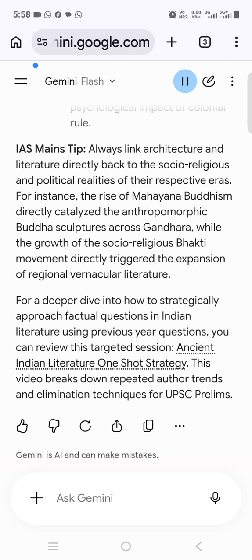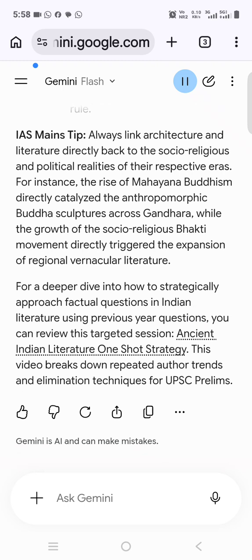Persian court literature, the official administrative medium under the Delhi Sultanate and Mughal empires. Key historical texts include Amir Khusro's poetry, Abul Fazl's Ain-i-Akbari, and extensive Persian translations of Sanskrit epics, such as the Razmnama translating the Mahabharata. Modern literature.